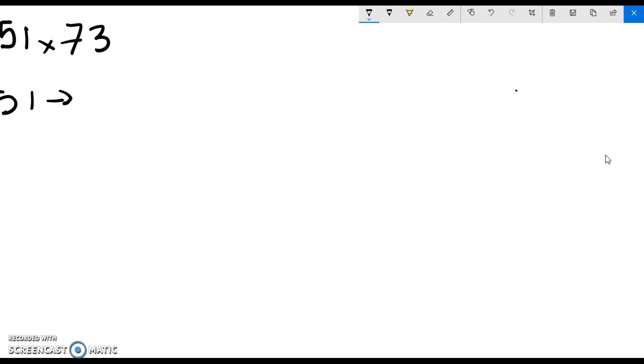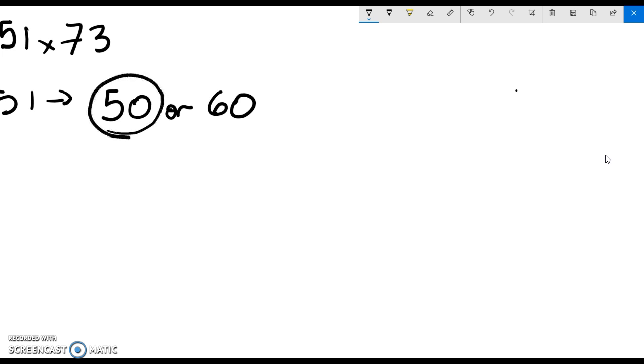We want a whole number, right? So what is a whole number closest to 51? Preferably, if you have a preference, you want to go with numbers that have zeros on them. So let's see, 50 or 60, right? 51 minus 1 is 50, and 51 plus 9 is 60. So what is closer? 50 is closer.